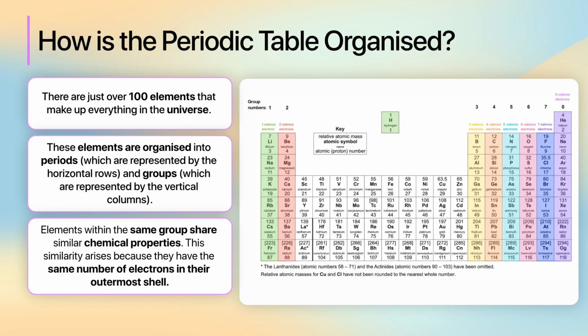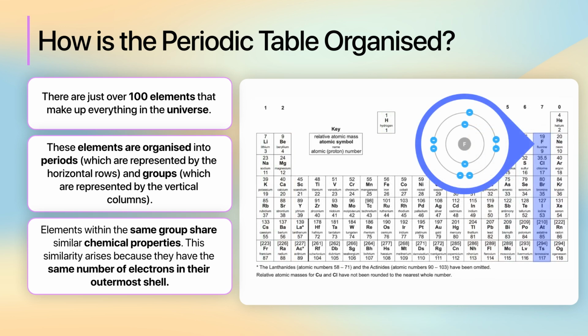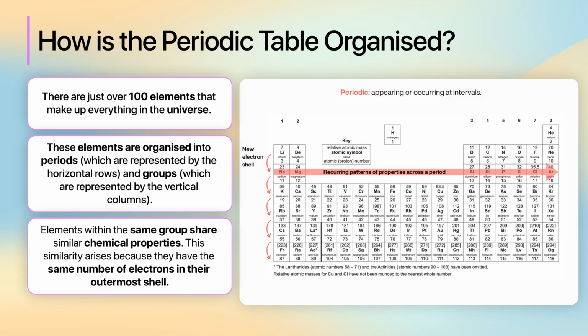This vertical arrangement of elements in groups allows us to easily identify elements that have comparable chemical behaviors. When you look at group 7, you will find that they all have 7 valence electrons and exhibit similar reactivity and chemical properties. Now, let's consider the term periodic in the periodic table.